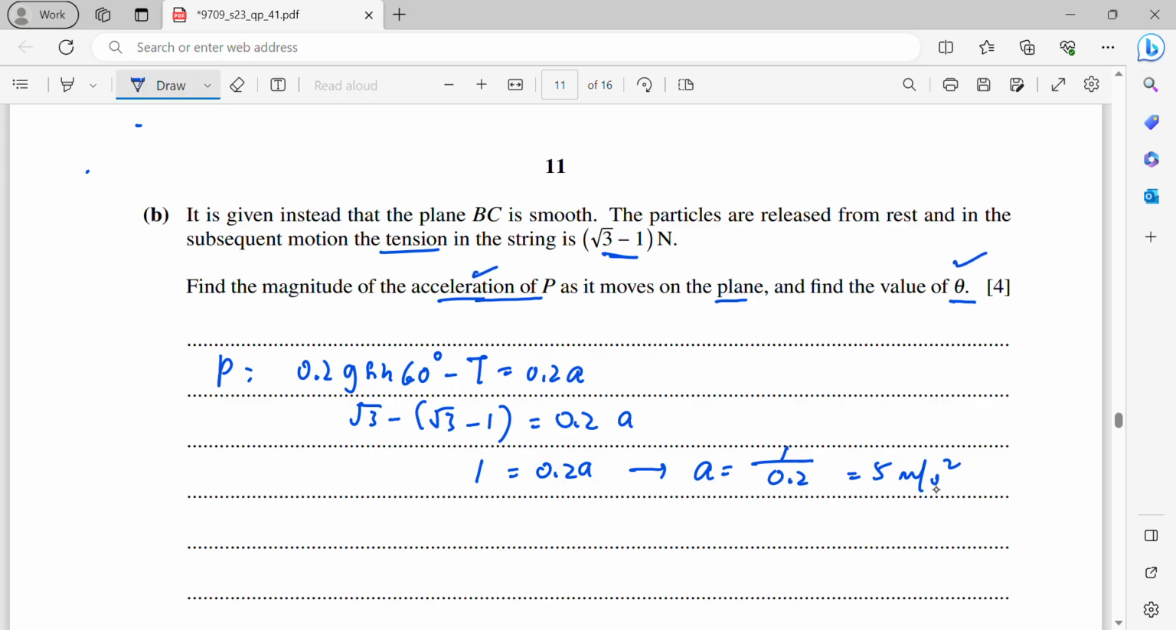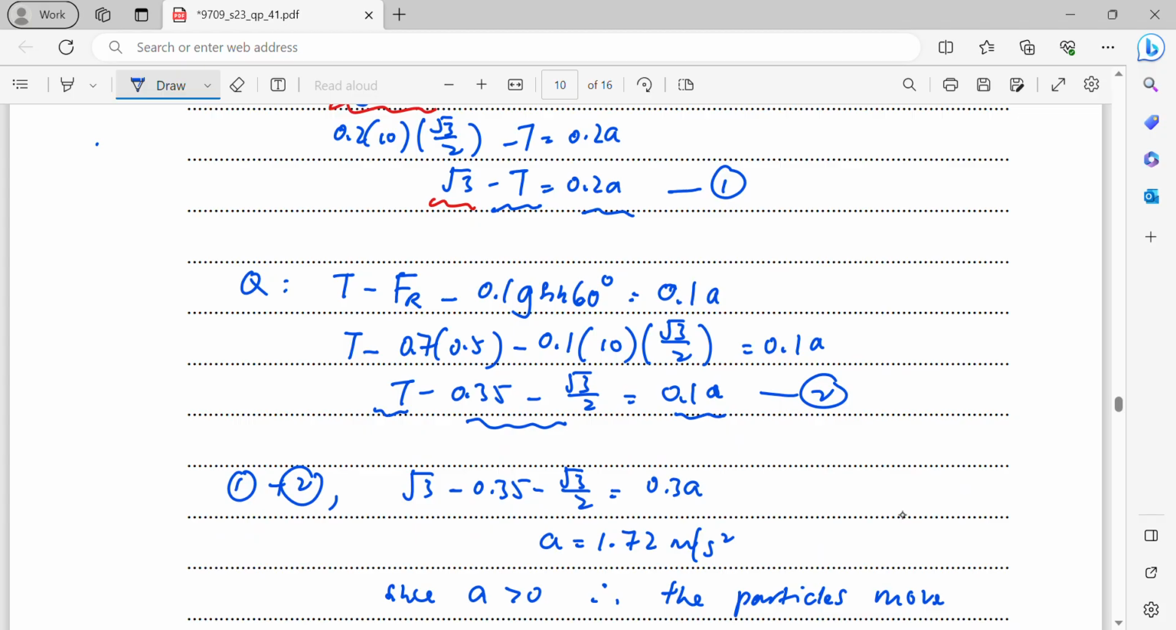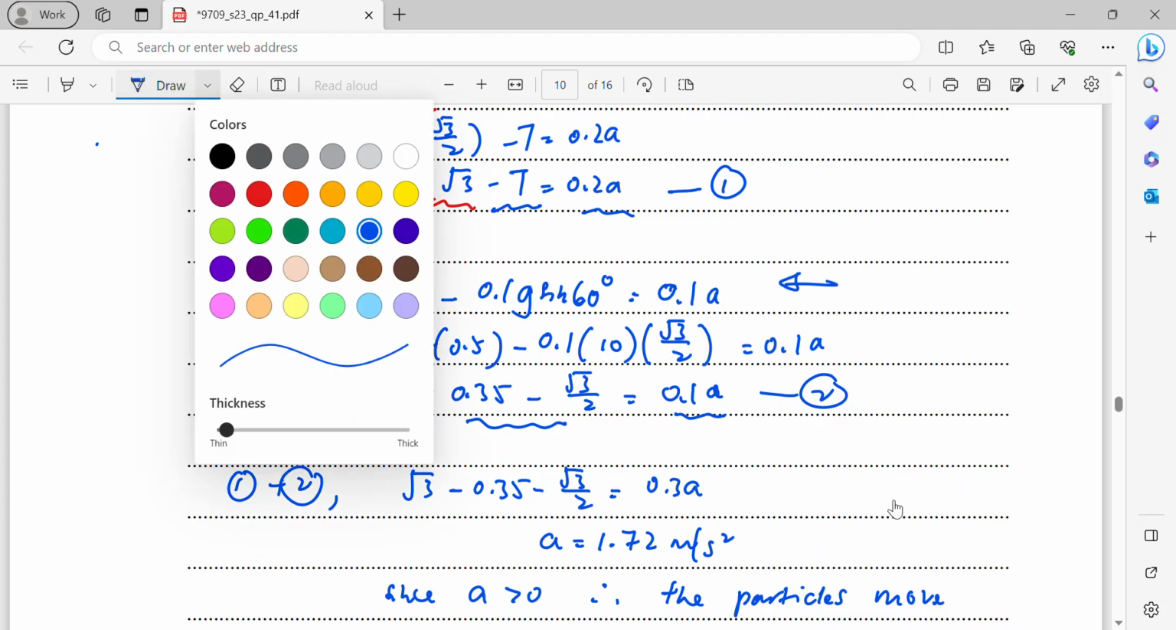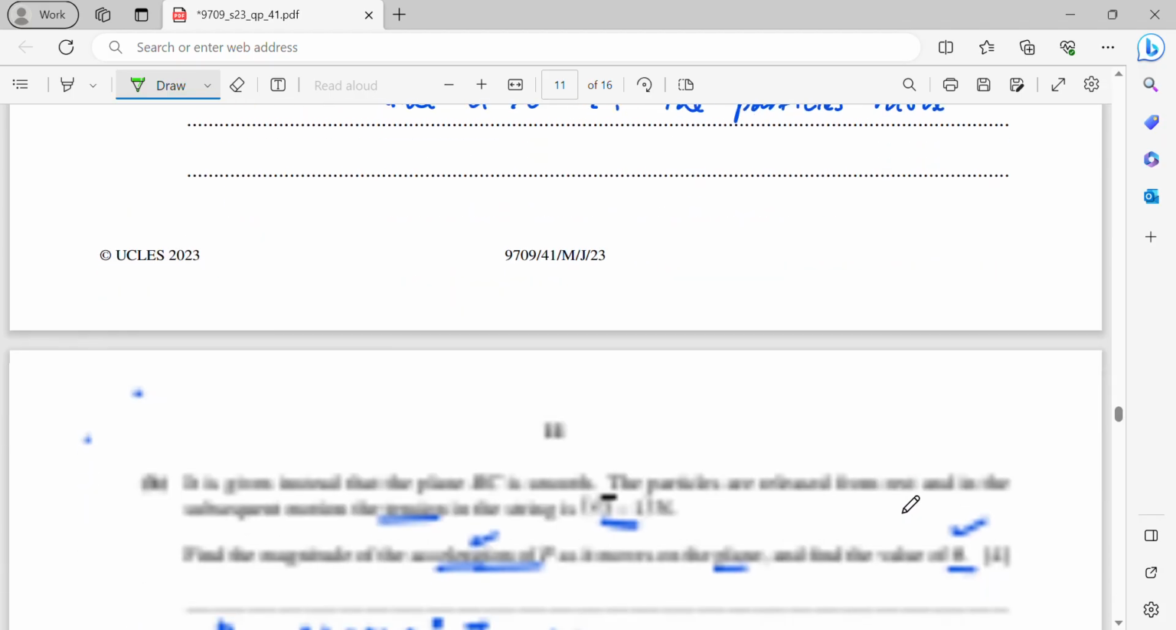Then now I need to find the theta. So refer to the particle Q. It is the same formula here, but we have to ignore the FR. This one just cancels because now the plane is smooth. So I will copy T minus this equals 0.1a.